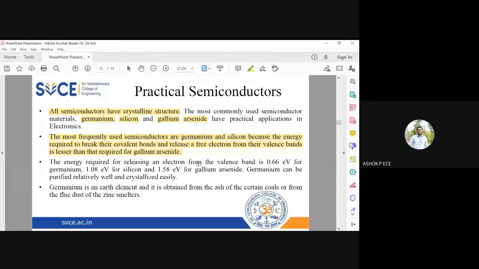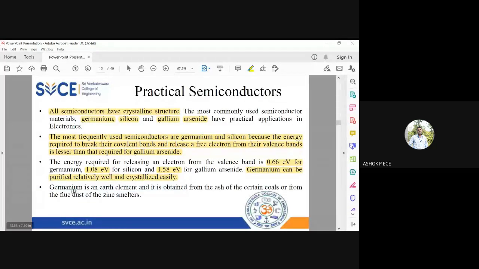Now the band gap energy. The energy required for releasing an electron from the valence band is 0.66 electron volt for germanium, 1.08 electron volt for silicon, and 1.58 electron volt for gallium arsenide. So germanium is relatively more pure and it can be crystallized easily.